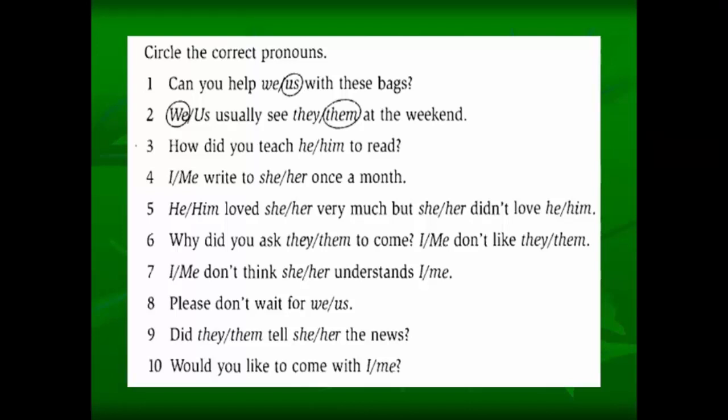Okay? Please don't wait for us. Now I'm talking about us, but I'm talking about us at the end of the sentence, so I can say us. I can't say please don't wait for we, okay? If I wanted to change this sentence with the same meaning, I could say, we'll be there, okay? But don't say please don't wait for we. Number 9, did they slash them tell she slash her the news? So did they tell her the news? Okay? Would you like to come with me? I can't say would you like to come with I because it's not in the beginning of the sentence.